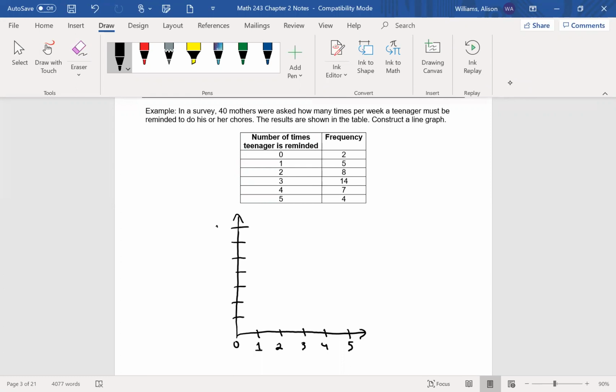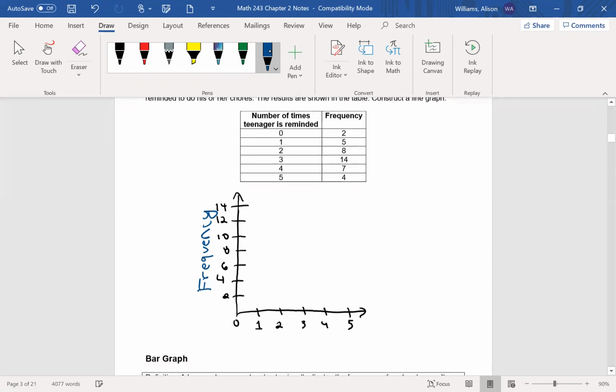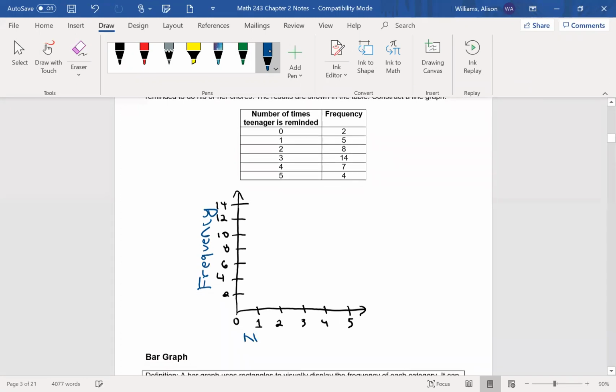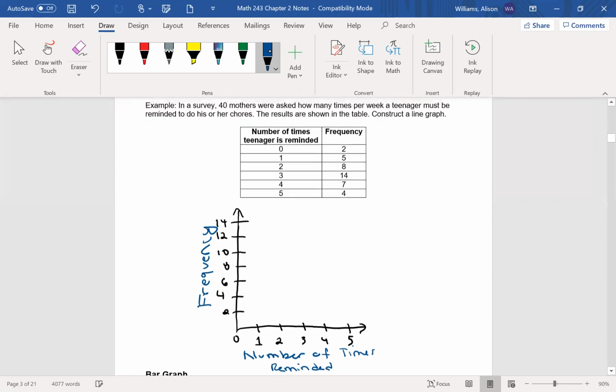There we go. And I'm going to go ahead and write every number down. Okay. And then I'm going to go ahead and label. This is the frequency. And down here is the number of times to be reminded. Okay. So now that I got my labels, I'm going to go ahead and plot my points.